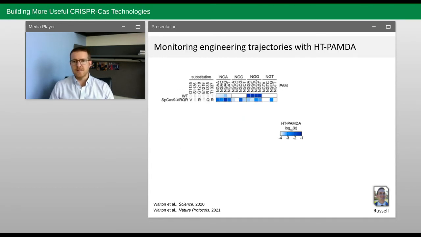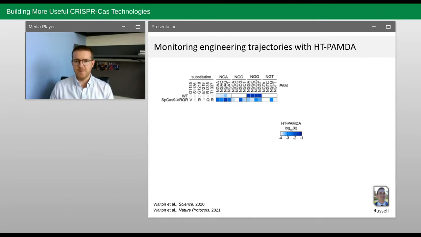So using this system now, this HT-PAMDA assay or this high-throughput PAM determination assay, we can then use this system to understand how we can change Cas9 to modify its PAM requirements. So I'm showing you a subset of some of the data that we can generate with this assay. Here, a dark blue box means that the enzyme can effectively target this PAM sequence, and a light blue box means that it can't.